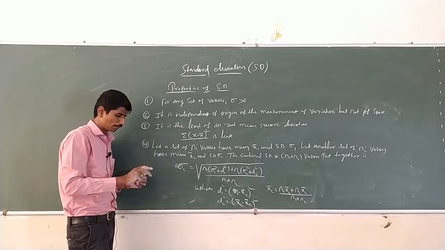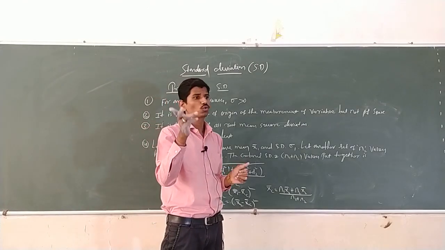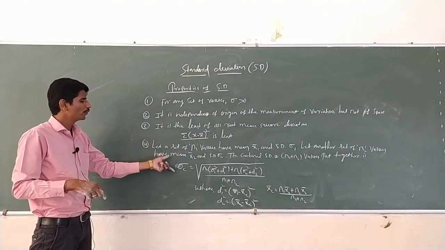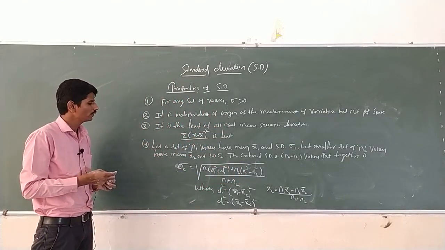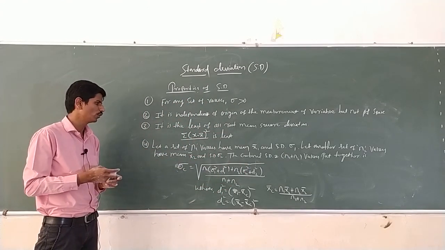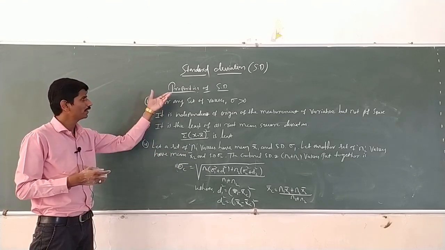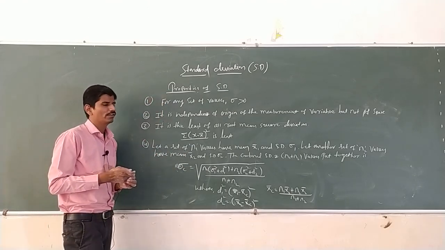And the fourth one is, if two sample means and two standard deviations are given, then we have to use sigma c equal to under root of n1 into sigma 1 square plus d1 square plus n2 into sigma 2 square plus d2 square divided by n1 plus n2. These are the properties of standard deviation. It is very, very important.